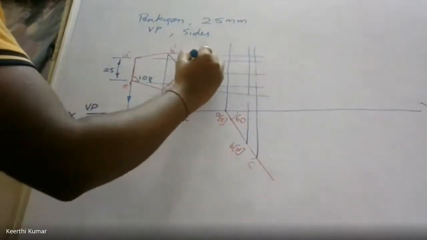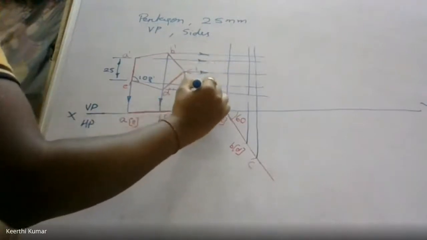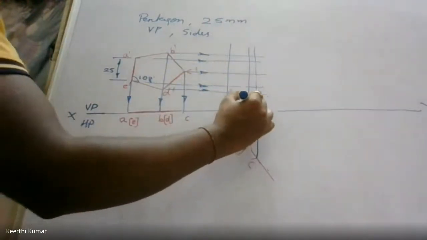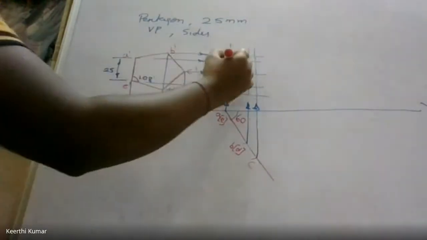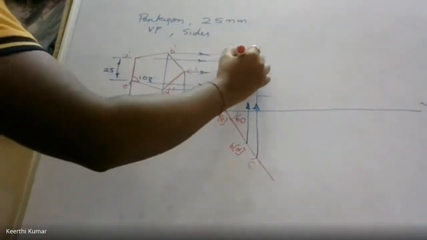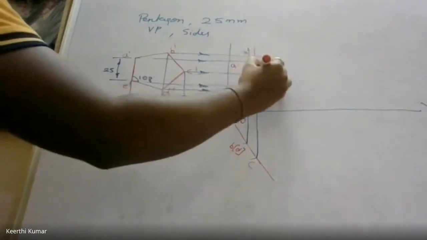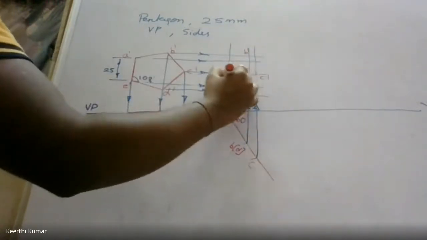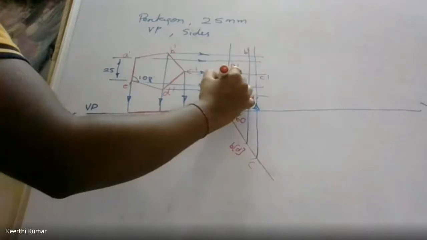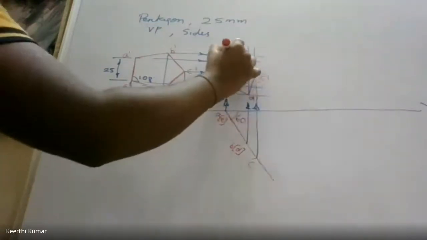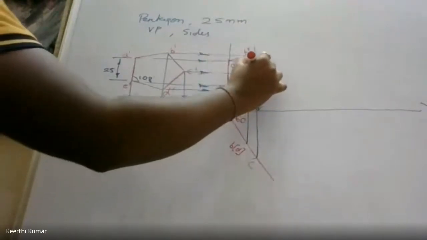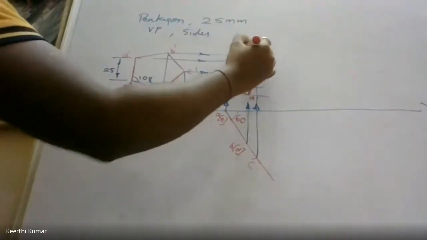Okay, put the arrow marks properly. Next, you complete this image. So where the coinciding points A dash will come here, B dash will be here, C dash will be here, D dash will be here. B to C, C to D, D to E, E to A. So this completes the front and top view of the second position.